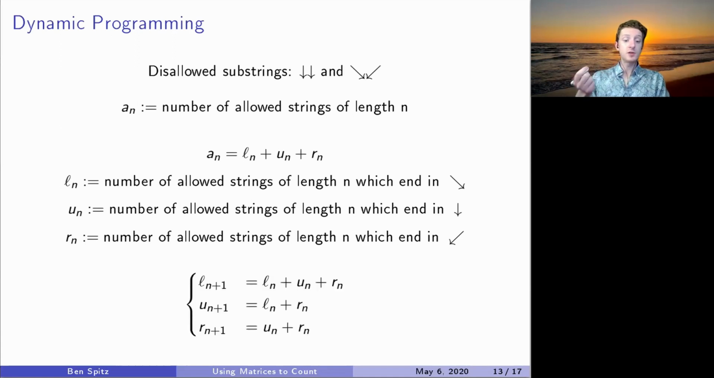But for each of these individual cases, it's not too hard to determine. If I want to think about how many strings of length n plus 1 there are that end in this arrow coming from the upper left down to the right, well, for any allowed string at all, I could add one of those arrows to the end, and it would still be allowed. I can't create one of these disallowed substrings by adding this symbol onto the end. That just doesn't happen. So for each allowed string of length n, I can produce an allowed string of length n plus 1 by sticking one of these downward right-facing arrows on the end.